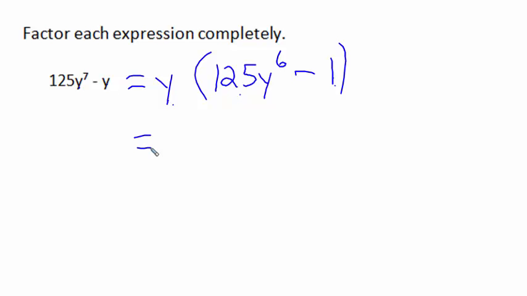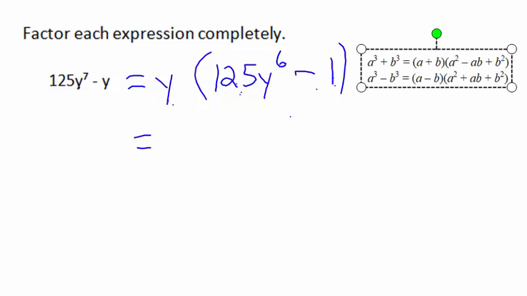Now once you've factored out a GCF, sometimes there is even more you can do to factor the stuff that's in parentheses. In this case, the things that are in parentheses are a difference of cubes. It's almost a difference of squares, except 125 is not a perfect square. However, 125 is a perfect cube. It's 5 times 5 times 5. So using this formula to help us, the difference of cubes will be how we break down this second part.